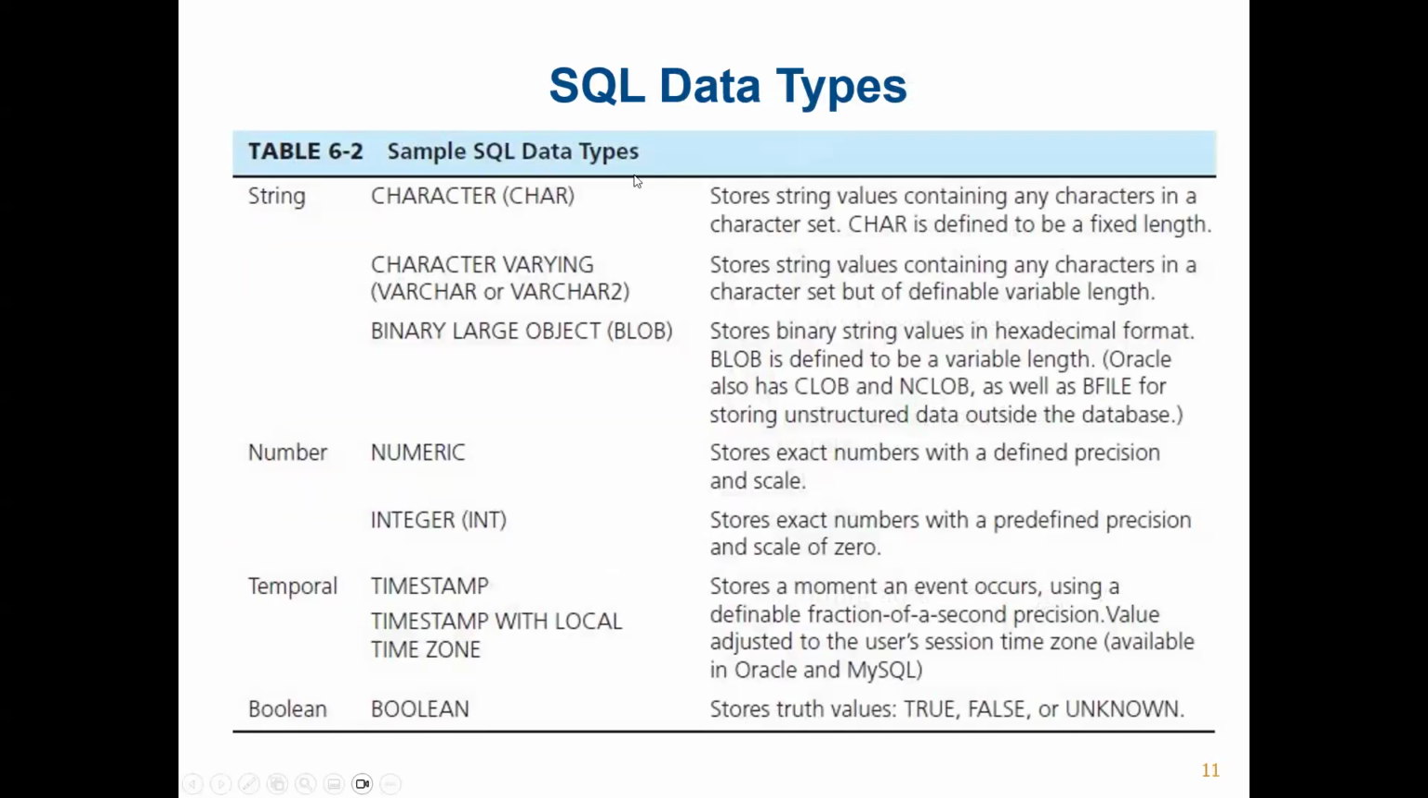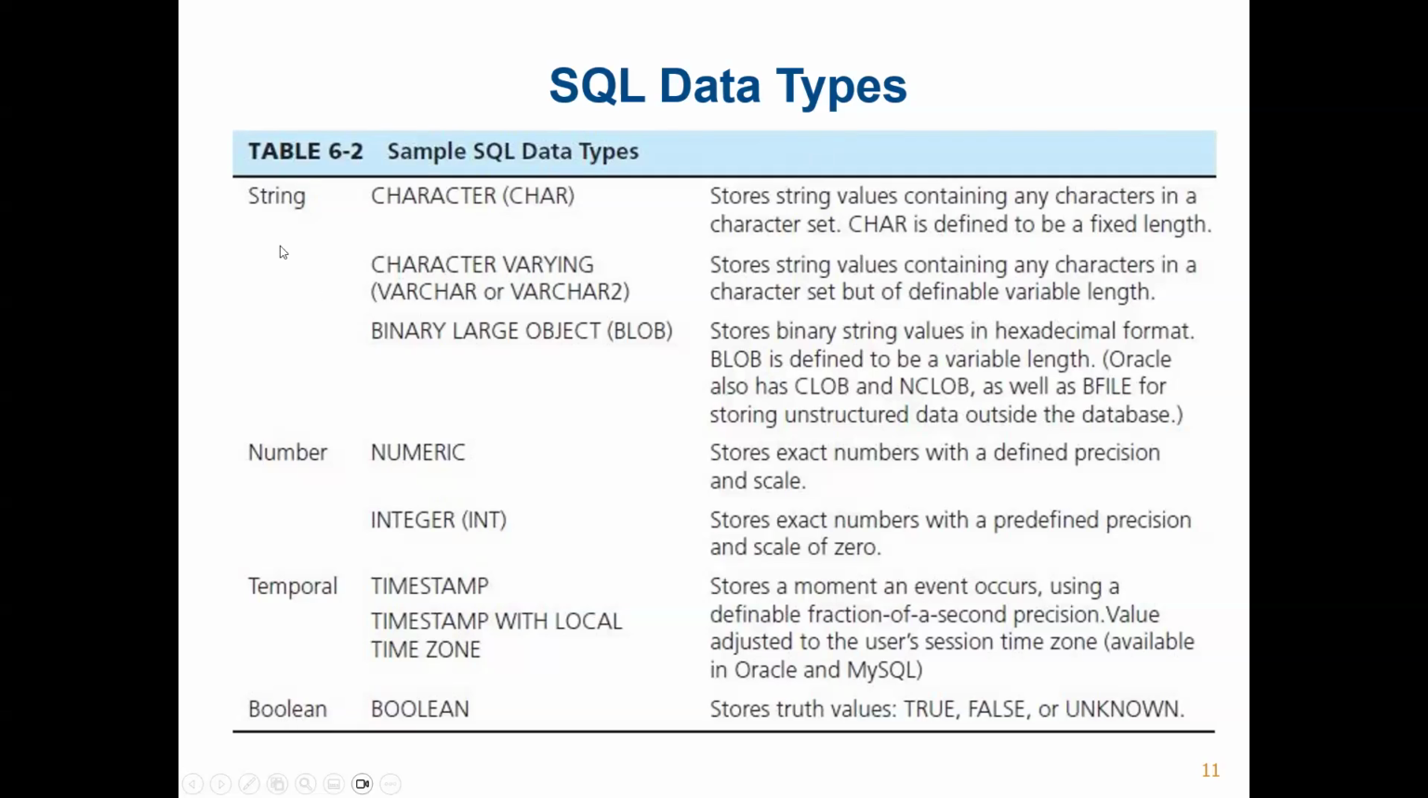So these are the SQL data types. Again, this is very standard. So we have the string, number, temporal. Temporal is related to time. And also we have the Boolean, which is either true or false.